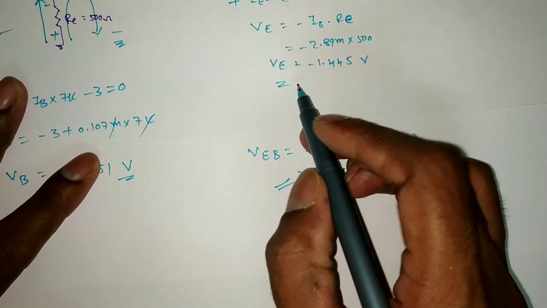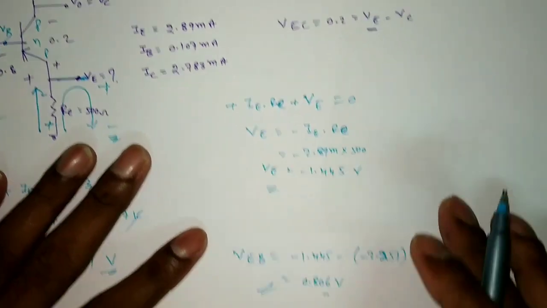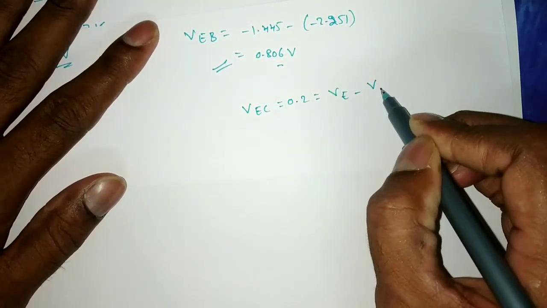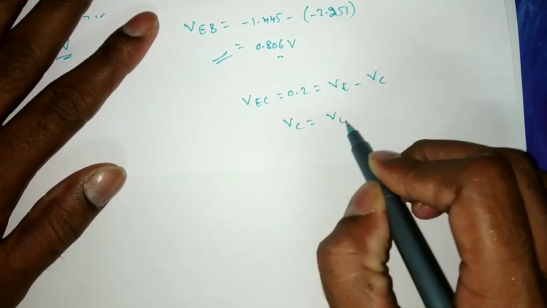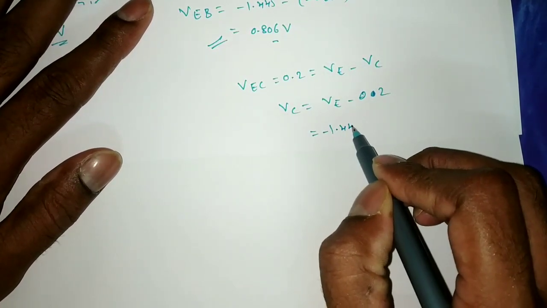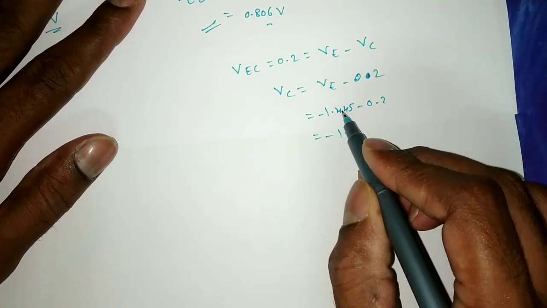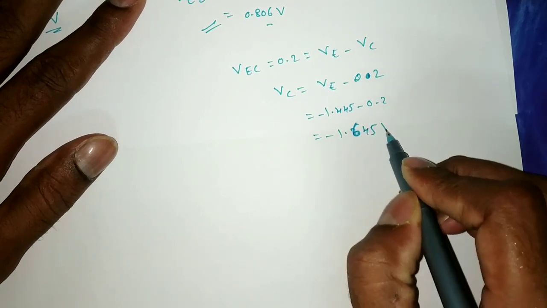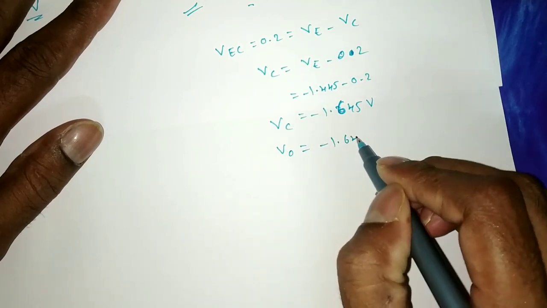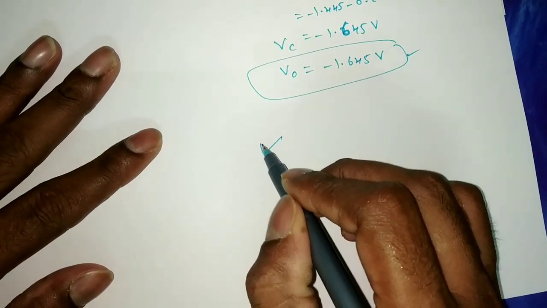So VE we got, VC we need to find, and we know VEC. So finally VEC is equal to 0.2, which is equal to VE minus VC. So what is VC now? VC is equal to VE minus 0.2. So what is VE? Minus 1.445 minus 0.2. So this is the VC, which is also called V0, minus 1.645 volts.